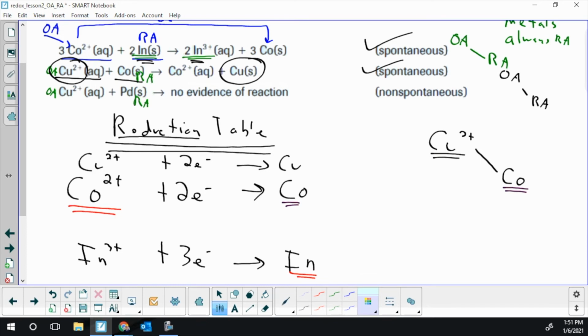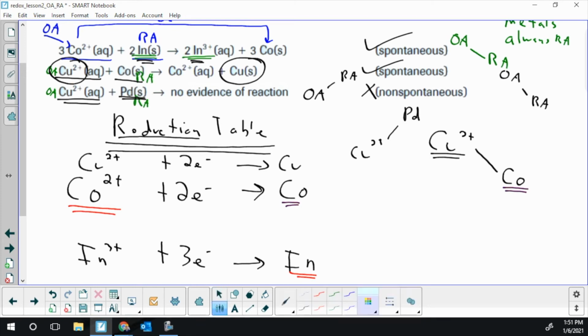Okay. Our last piece of evidence is we've got copper. Okay, we got that in our table. That's reacting with Pd, but there's no evidence. This was non-spontaneous. This didn't happen. So now the OA has to be below the RA. The OA is copper 2+, and Pd must be above it.